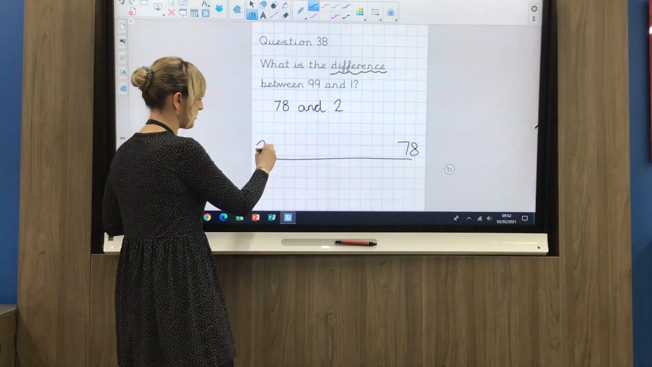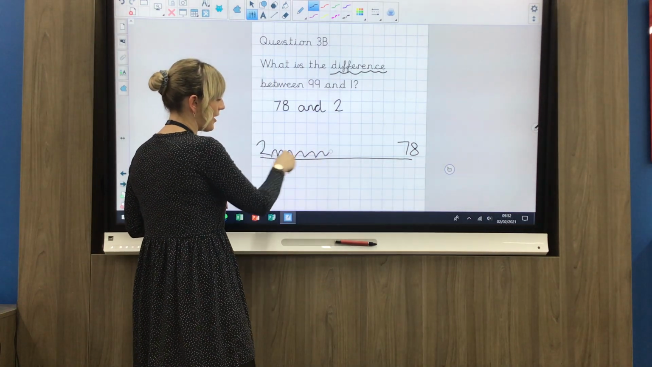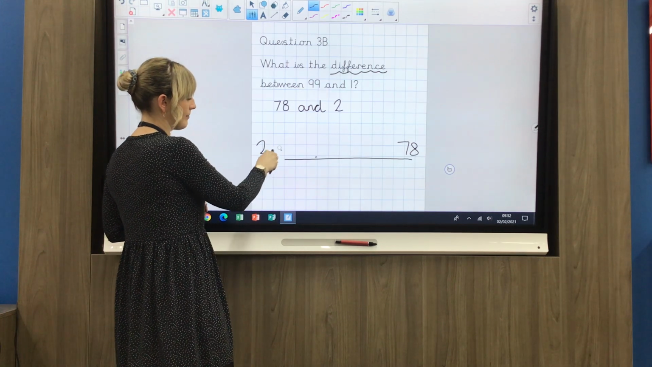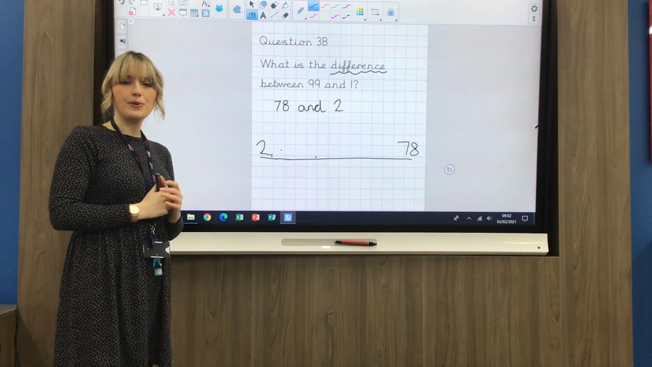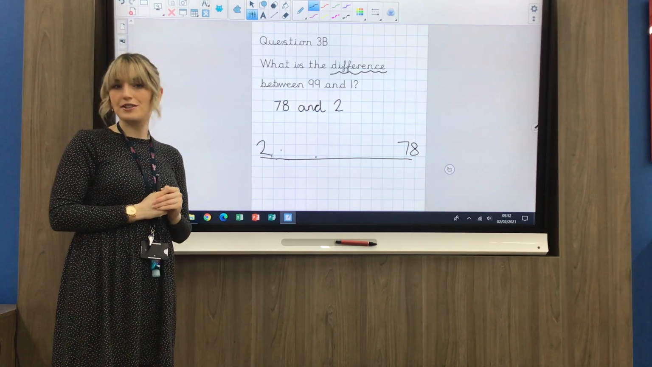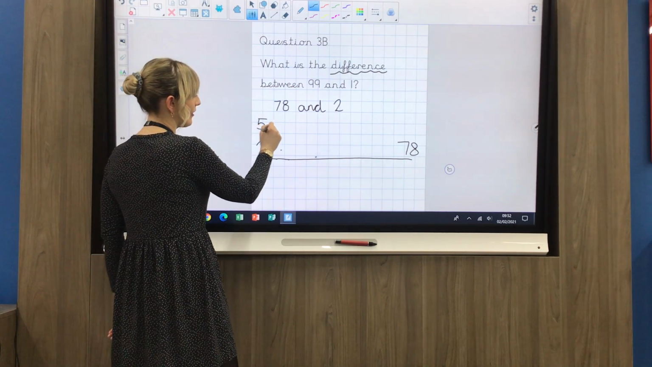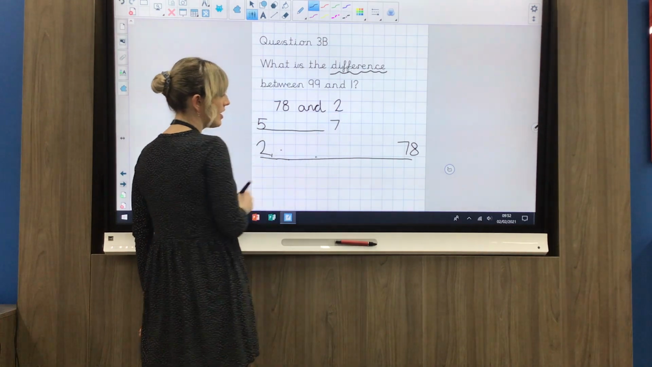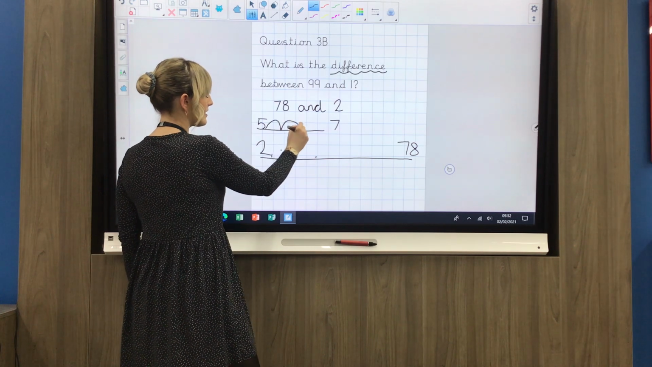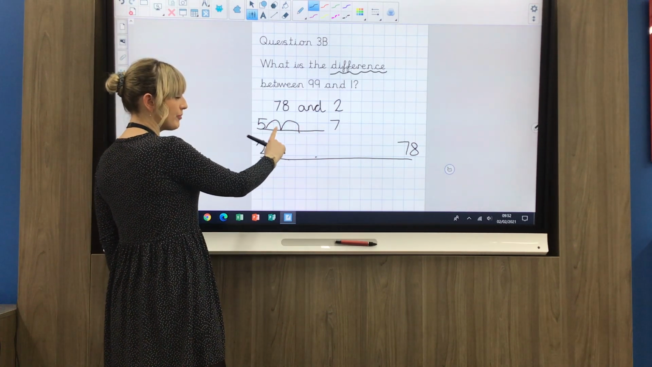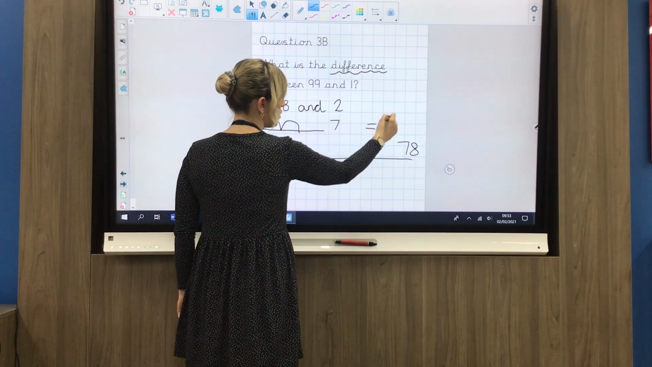So I'd have to count up. I go 2, count all the way up until I got to 78. But I know that it'd take me a long time. So what I can do is use subtraction to find the difference. If I had a smaller number, like 5 and 7, I know the difference between 5 and 7 would be 5, 6, 7. It'd be 2. I'd have to jump twice to get to 7. So the difference between 5 and 7 would be 2.